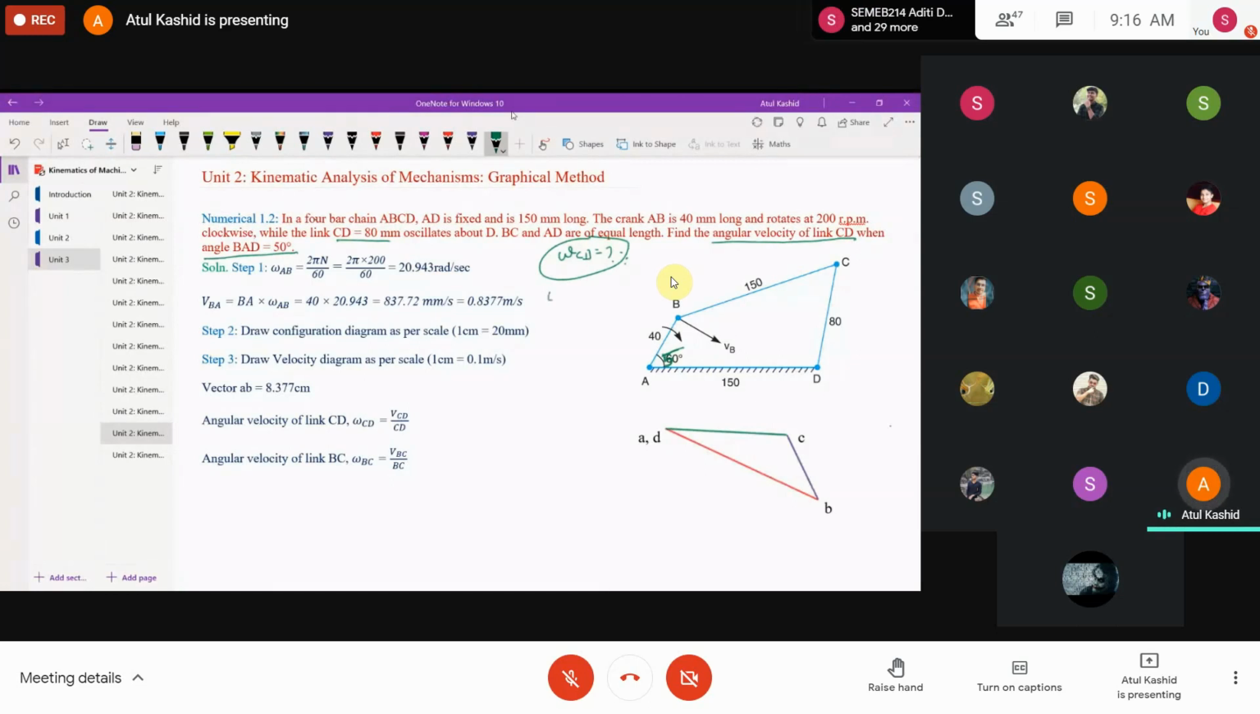We can also find the other angular velocities of the other links. For example, omega BC also we can find easily from the velocity diagram, but for that we need to draw the velocity diagram first, right? So while solving the numerical, what is the first step? We have to calculate all the things related to the input link, right? For example, the RPM is given. So first we'll calculate the angular velocity of the link AB, right?